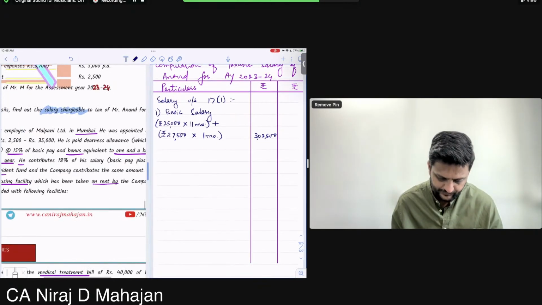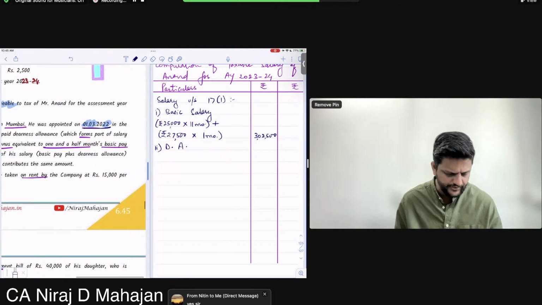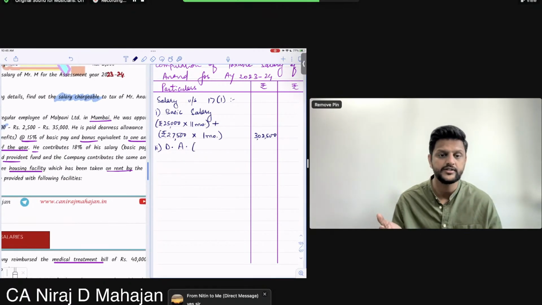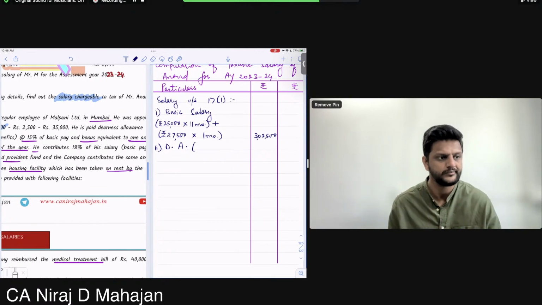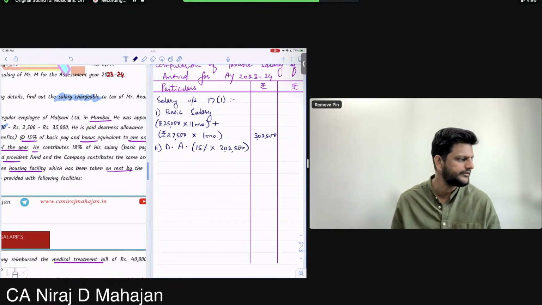Then second part. DNS allowance, which forms part of salary, is 15% of basic, no problem. So if basic is wrong, are you understanding now? Other things you calculate are of no use. How much is this? 45,375, is it?